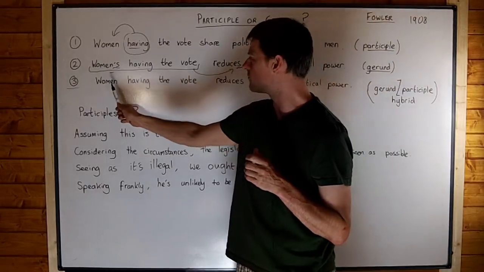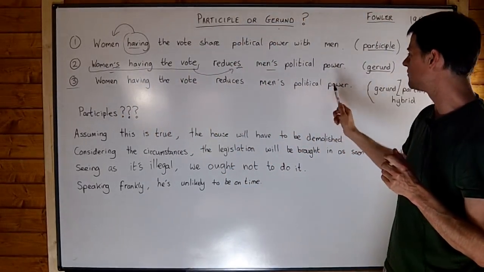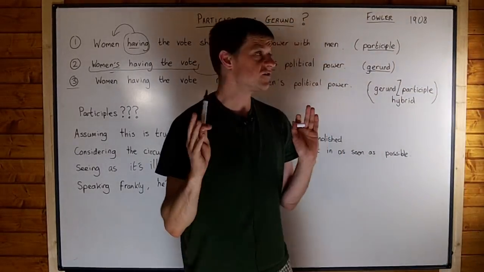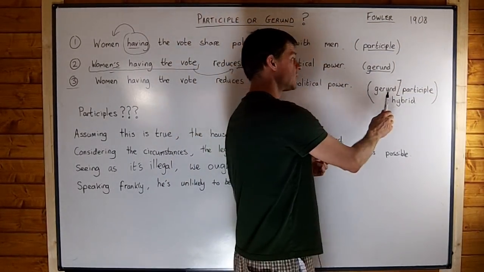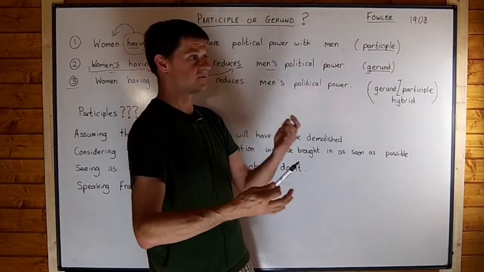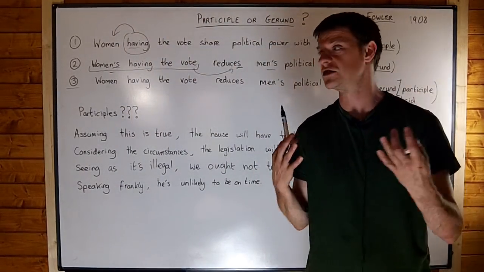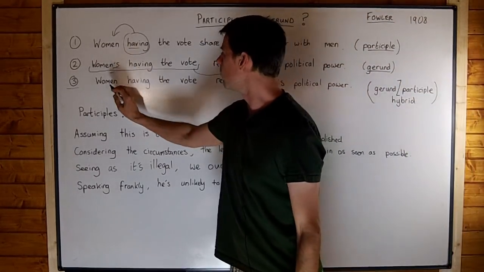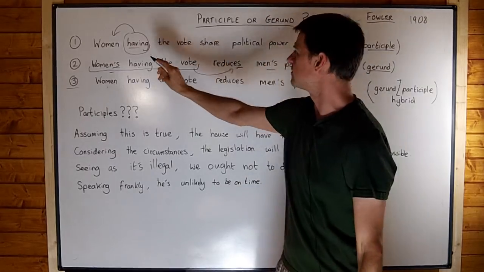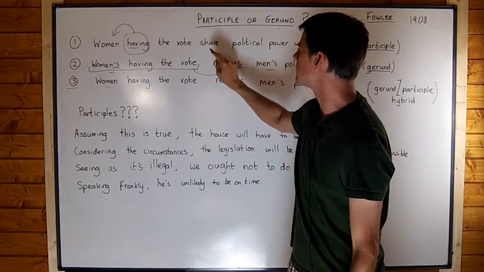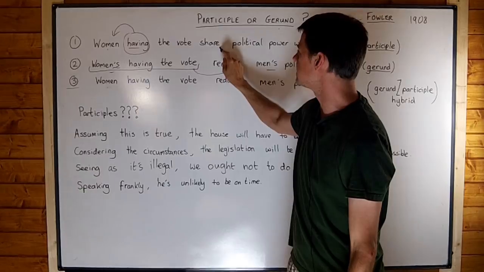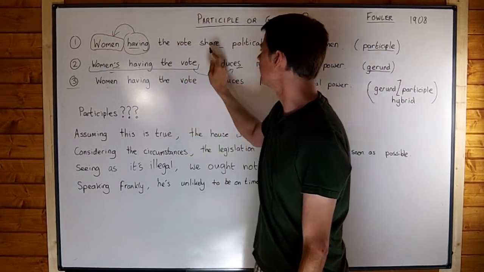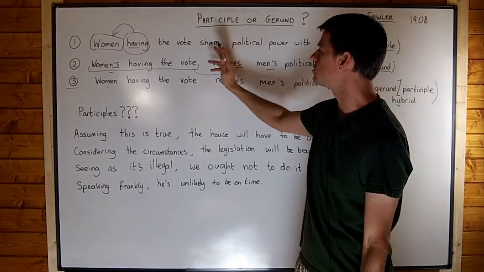But if we come on to number 3, women having the vote reduces men's political power, Fowler doesn't like this, and he even calls it a fused participle, but you might call it a gerund participle hybrid, because it's somewhere in between gerund and participle. Now, why do I say that? Well, it's not women who are the subject of this sentence. In sentence number 1, women was the subject of share, and that's why it didn't have an S, because it's a plural form. Women is plural, and so we don't say shares, we say share.